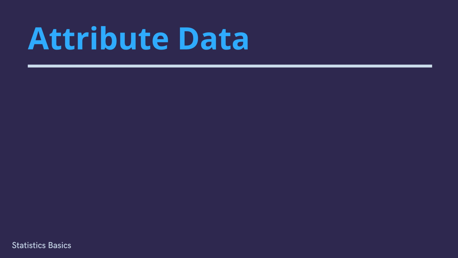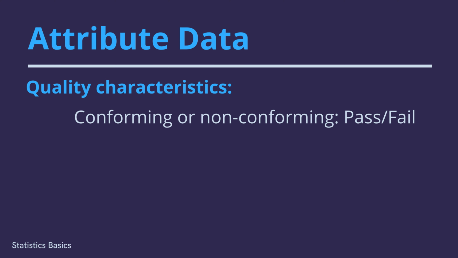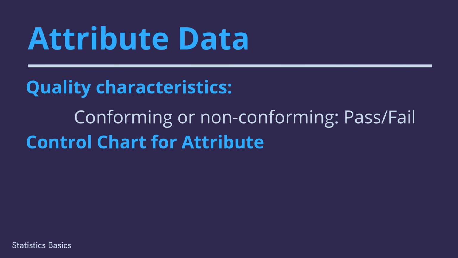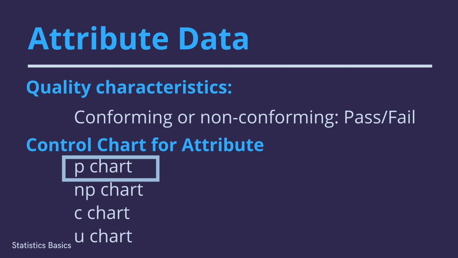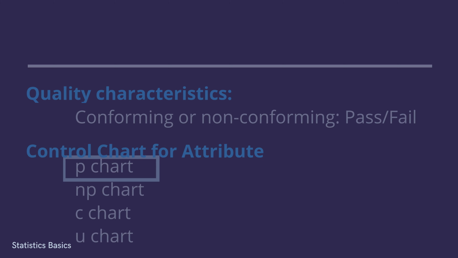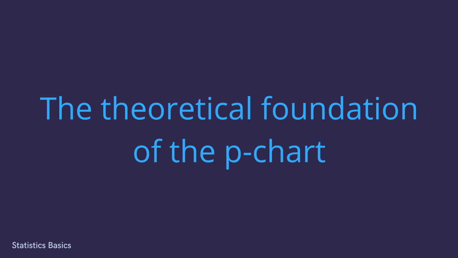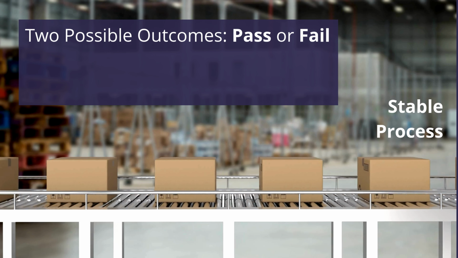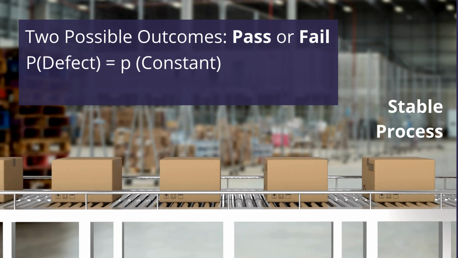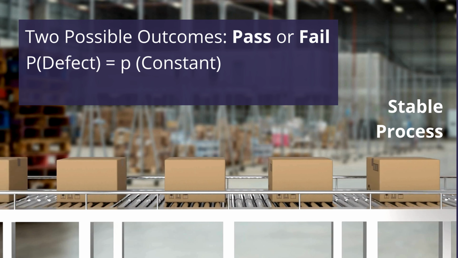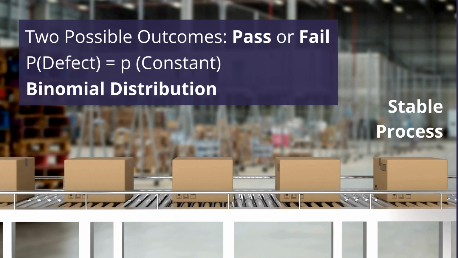To monitor attribute data, where items are classified as either conforming or non-conforming, such as pass or fail, the most widely used tool is the p-chart. Because each inspected unit has only two possible outcomes and the probability of a defect remains constant in a stable process, the theoretical foundation of the p-chart is the binomial distribution.